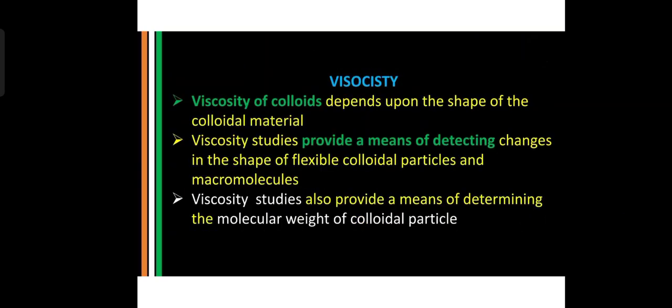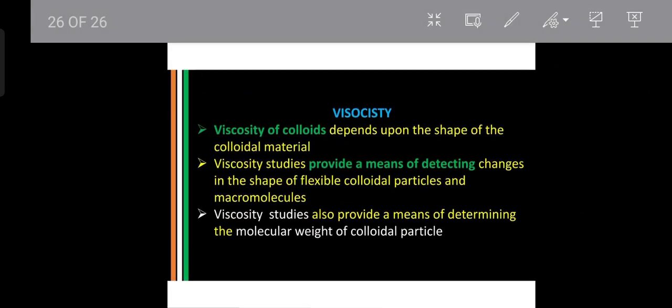And the last one is viscosity. The viscosity of colloids depends upon the shape of the colloidal material. As I have already discussed in the shape portion, if the shape is linear, the viscosity will be a little high, but if it is spherical, the viscosity will be less. Viscosity means any obstruction or friction when a fluid flows; it is like a resistance. So if the shape is linear, obviously the viscosity may be high.